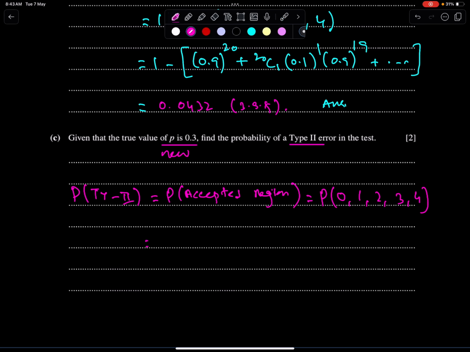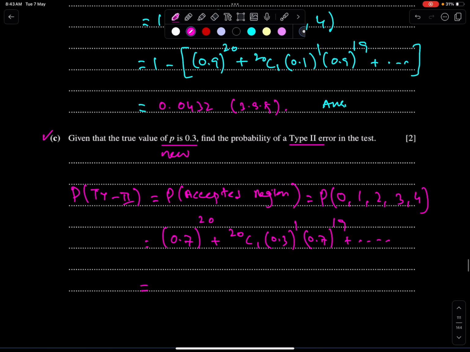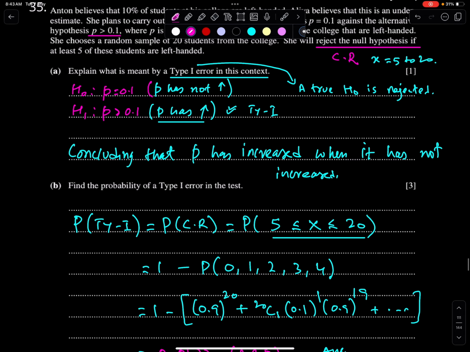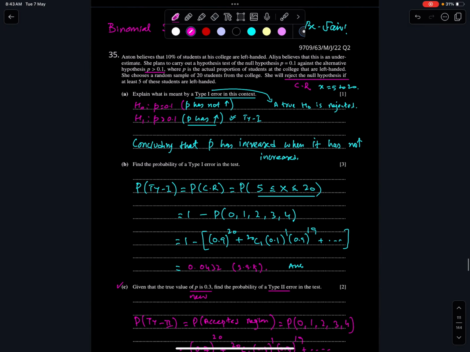So for 0, we need to write q power n. And q in this case, part C, is 0.7 because p is 0.3. So 0.3, 0.7 and so on. And this answer is 0.238, up to 3 significant figures. So this is the way to find type 1 and type 2 error probabilities in binomial and in Poisson as well, because both are discrete distributions.